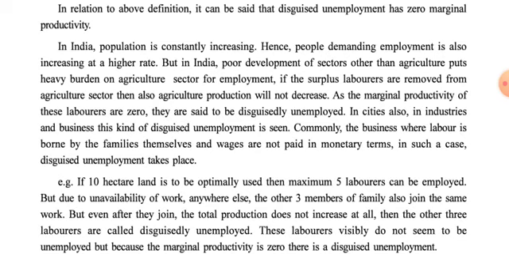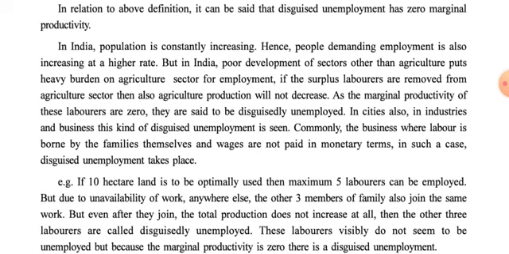So in cities also, in industries and businesses, this kind of disguised unemployment is seen. In industries also we see that some of the laborers or employees are more than actually needed, and if we reduce their number, the total productivity will not suffer and it is the same as before, because they are overly employed. So in a business where labor is borne by the families, whether they join their father's business or not, the total productivity will be the same.